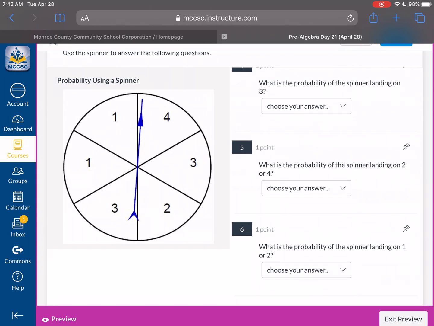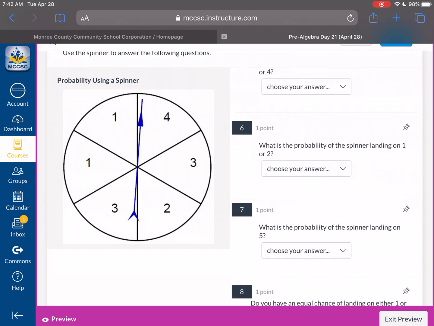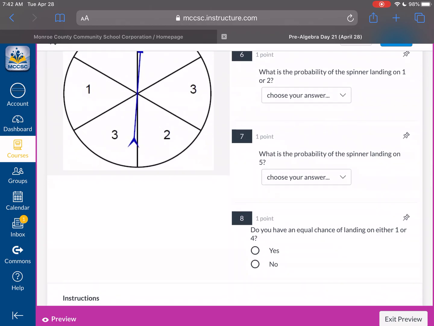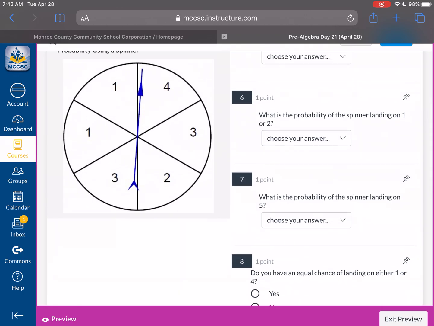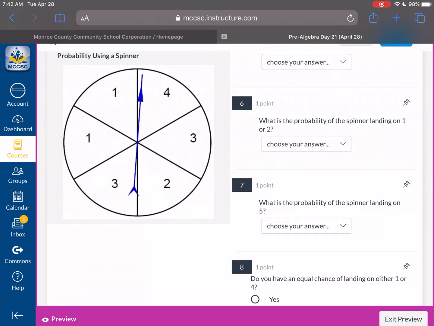You're just going to keep doing that, but I am going to answer numbers 7 and 8. What is the probability of the spinner landing on 5? Do you see a 5? Can the spinner land on a 5? No. So that means the probability is 0 out of 6, or 0.